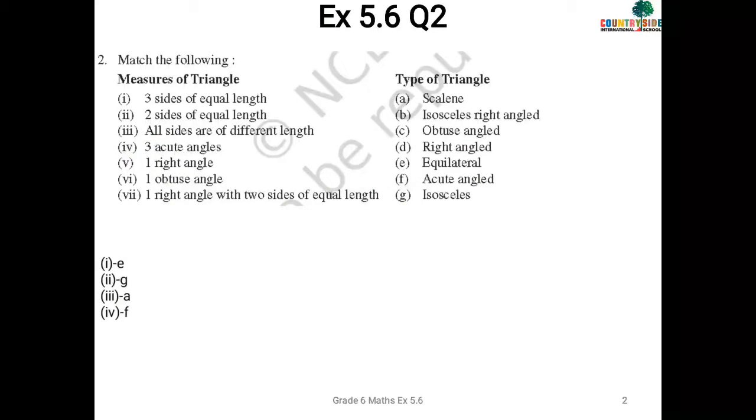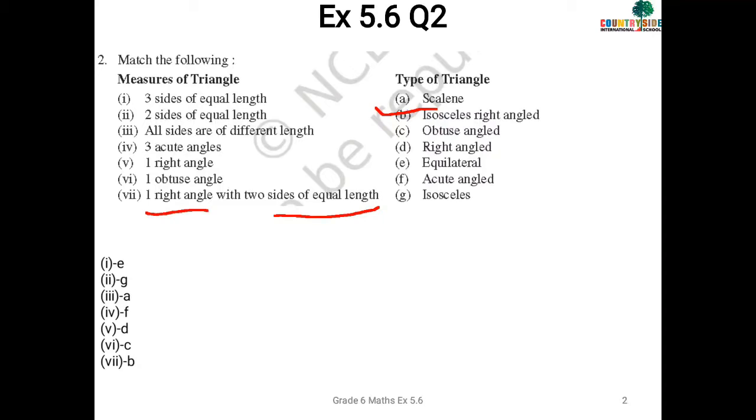For the fifth part, one right angle. So that is a right angled triangle. For the fifth part, the answer is D. Now for the sixth part, one obtuse angle. Now what is one obtuse angle? C, obtuse angle. The sixth part is C. Now for the last part, one right angle with two sides of equal length. Underline one right angle and two sides equal. That means isosceles right angled, which is B. So for the last part, the answer is B. This was very easy, and it was question number 2.